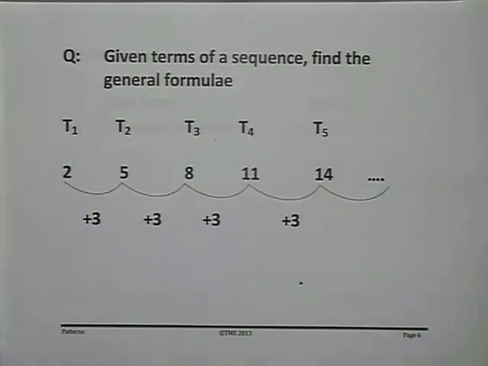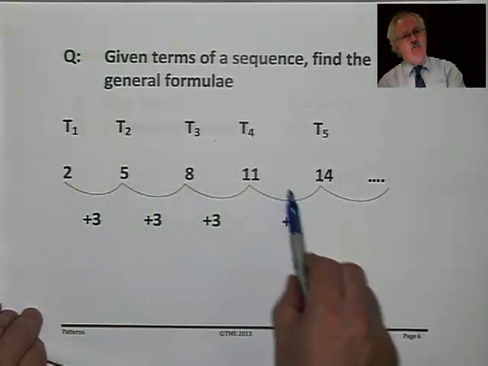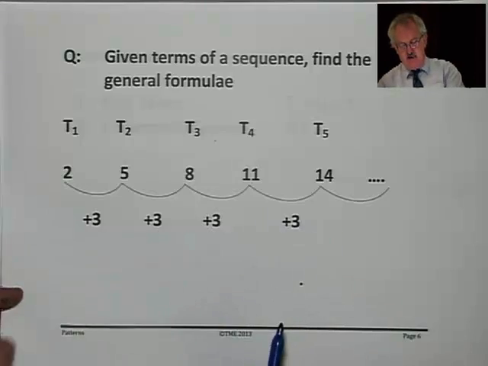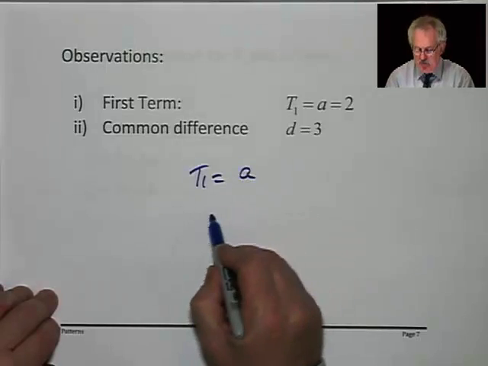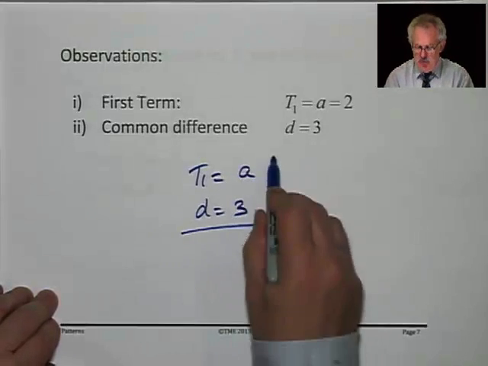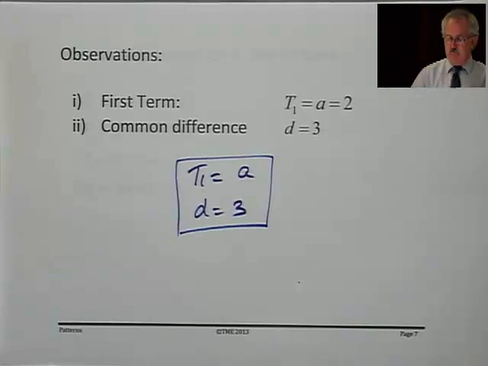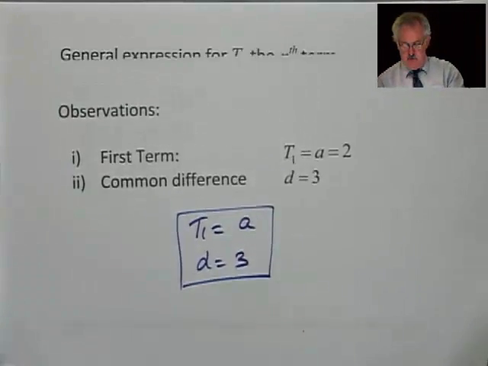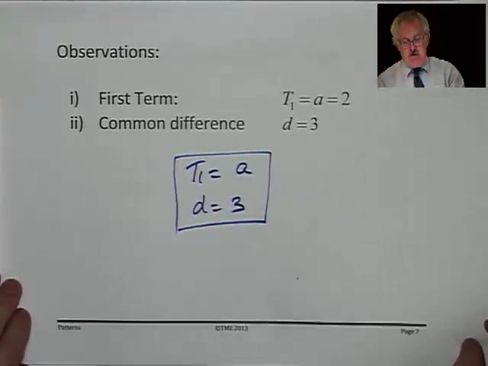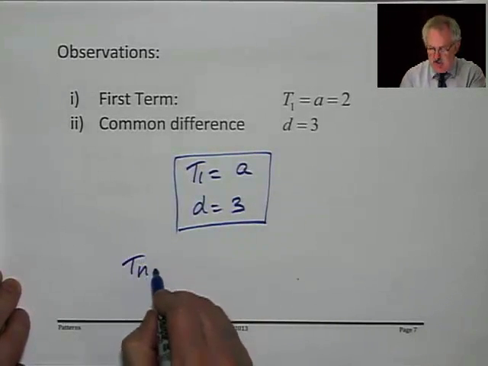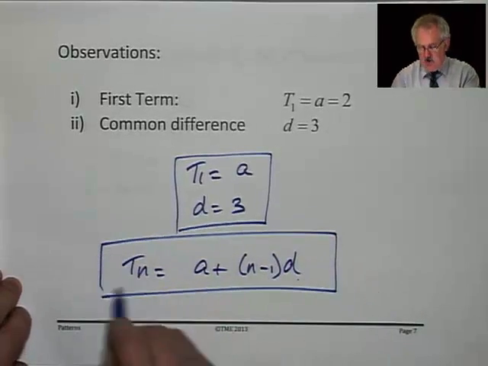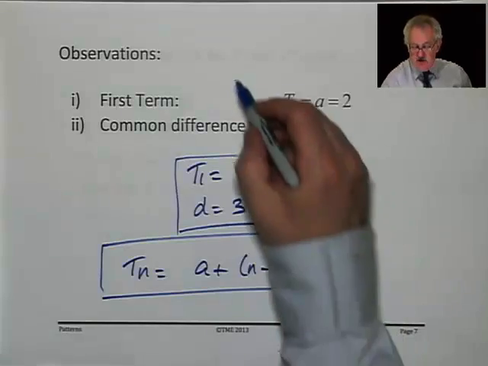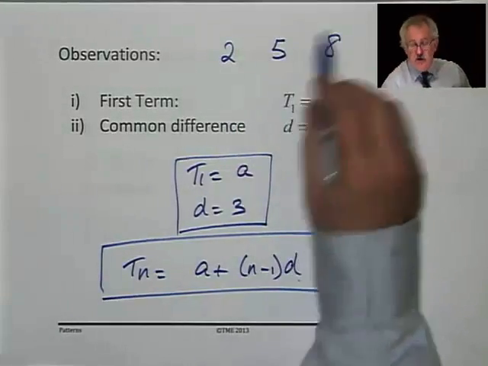Okay, so here's a question now. Given terms of a sequence, find the general formula. So here you're given numbers, and from that you're asked to find out what the formula is. Here you're told T1 is A, and D is 3. Find the general formula. Tn is equal to A plus n minus 1 d. Plug in the numbers and tell me what formula you get for this particular sequence, the 2, 5, 8 one. What is it?